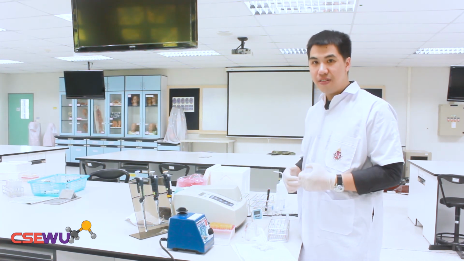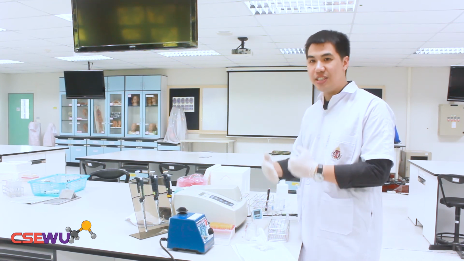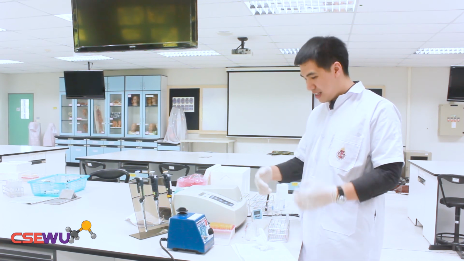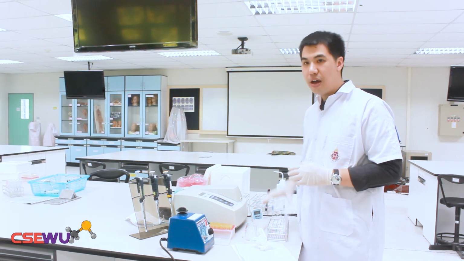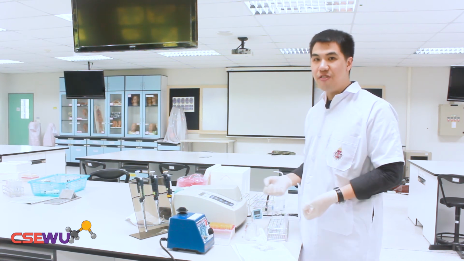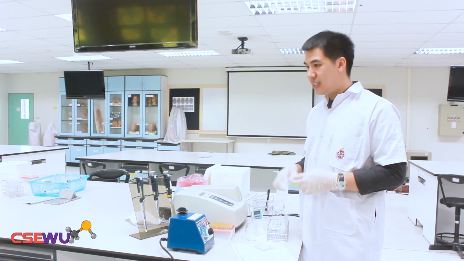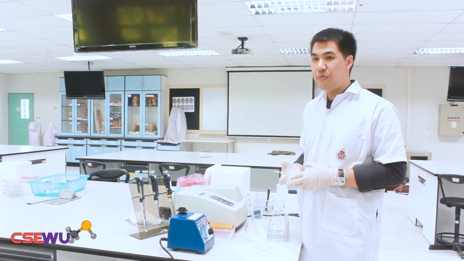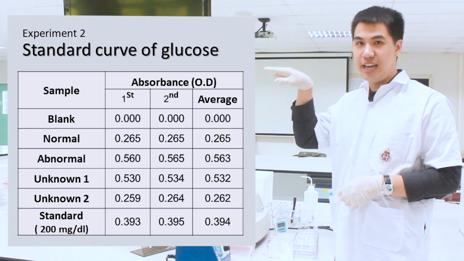And you should repeat again, starting from step 1, where you prepare another set of 6 test tubes and then add the glucose oxidase reagent. You add the 6 samples like this, and then you mix them, leave them for 10 minutes and measure again like this. So you can get the OD values from 2 or 3 sets of the experiment, and I will show you the result here in the table.